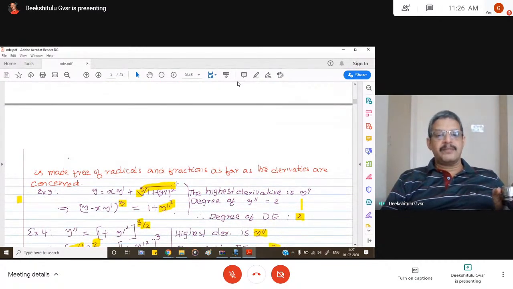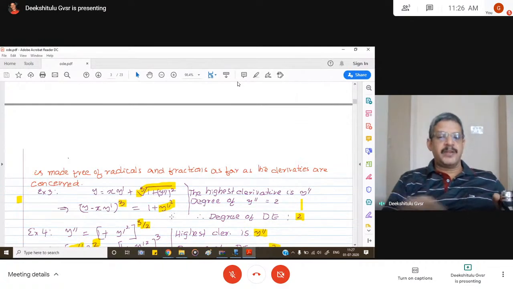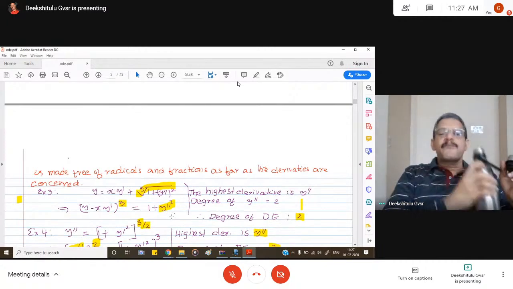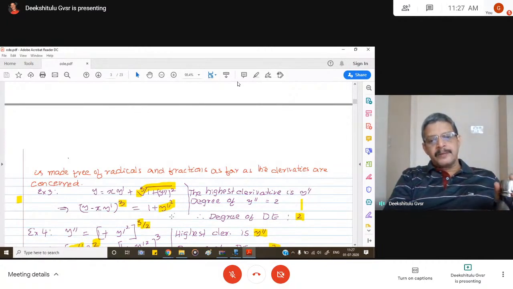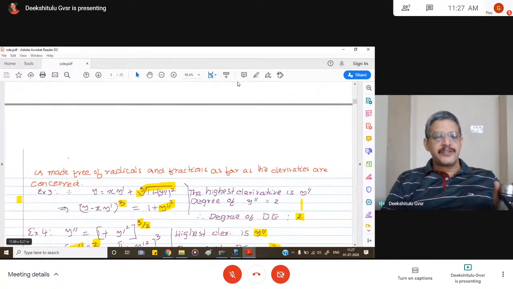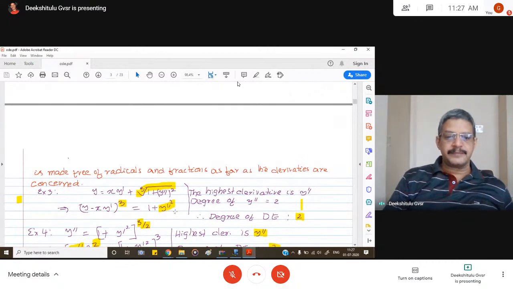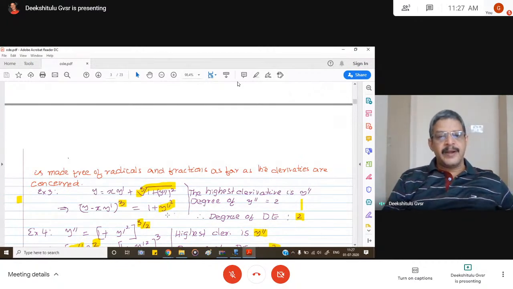How do you make them free? You send this x y dash to the other side. So y minus x y dash becomes a cube root, raised to the power of cube. So y minus x y dash whole cube is equal to 1 plus y double dash whole square. Now the equation is free of radicals and fractions. So now what is the highest derivative? Y double dash.